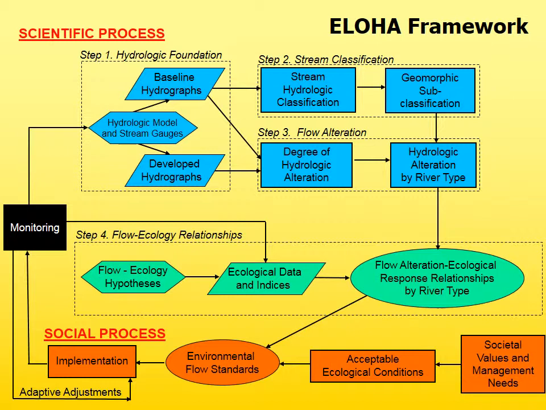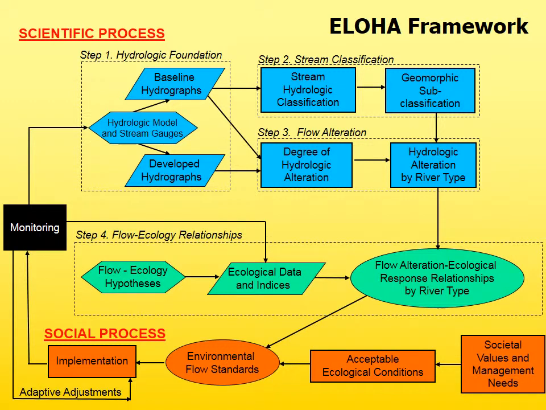And I will work through both of these parts of the process with some illustrated case materials. But essentially, you can see that the science process has a number of steps. First step being the development of a hydrologic foundation. The second step being around stream classification, classifying rivers according to their type. The third step is around understanding flow alteration. And here, of course, it's flow alteration across rivers within a type, rather than flow alteration on a site-by-site level. The fourth step is about developing the relationships between flow and ecology, and flow alteration and ecological response.